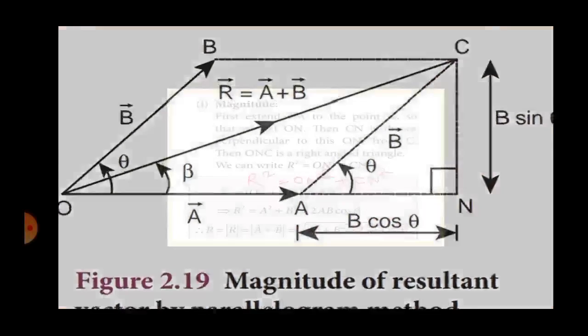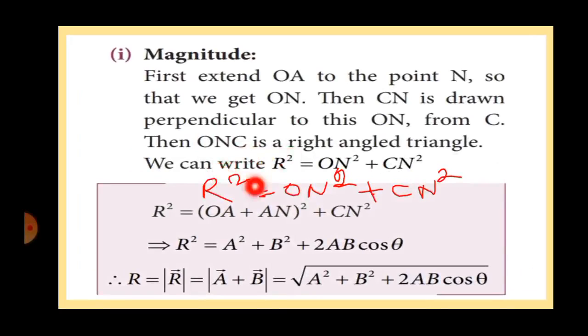Okay, now write it. This is the Pythagoras relation. R square is equal to ON square plus CN square. Now substitute: OA plus AN whole square plus CN square. Substitute OA value A plus AN, B cos theta, whole square plus B square sin square theta. Now substitute the trigonometry relation and get the answer: R square is equal to A square plus B square plus 2AB cos theta.